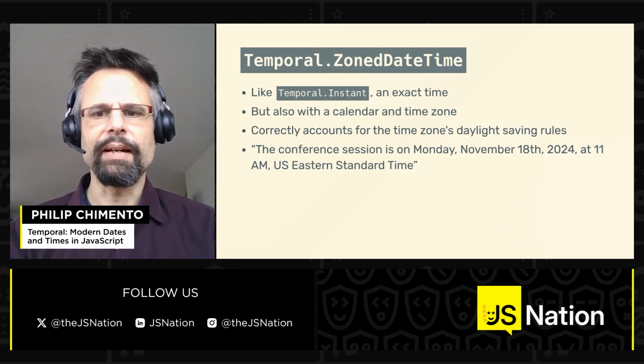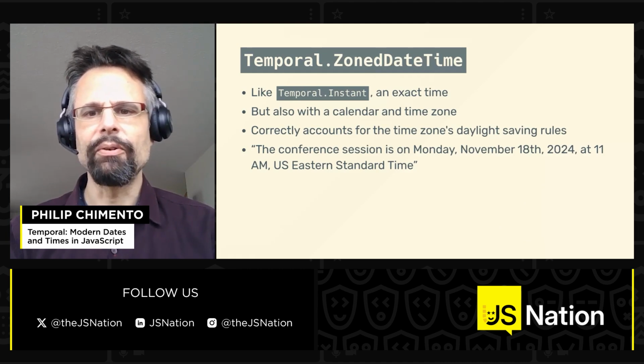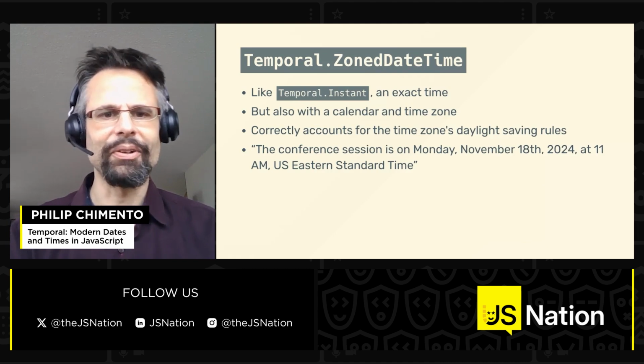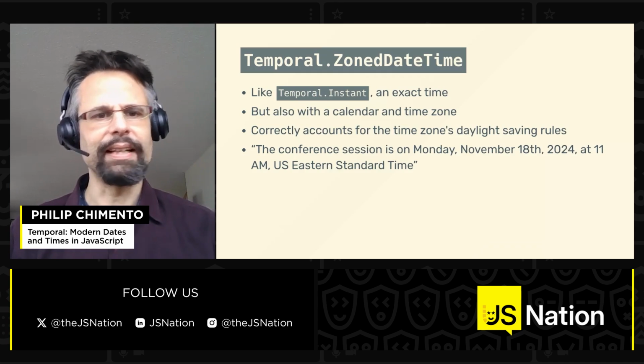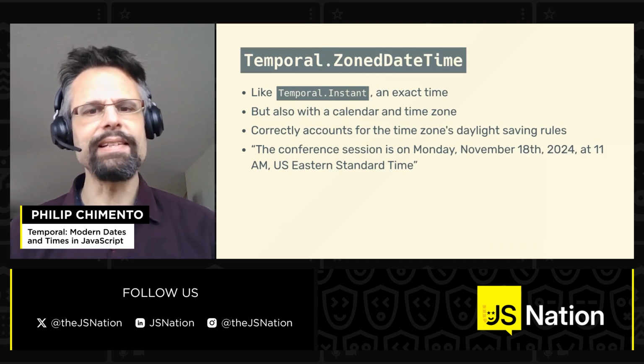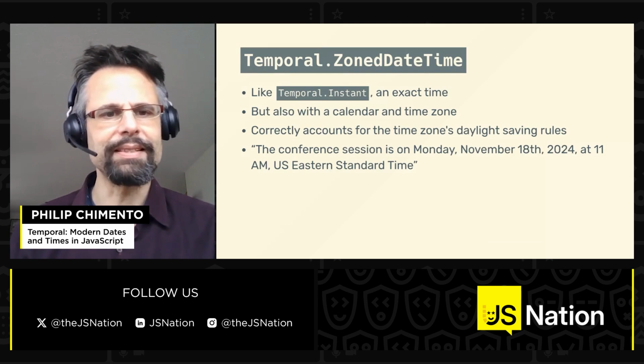We say that zone date time represents a calendar event that happened or will happen at a place on Earth. So an example of the full data is saying the conference session is on Monday, November 18th, 2024 at 11 a.m. US Eastern Standard Time.